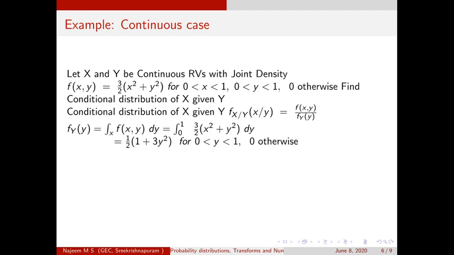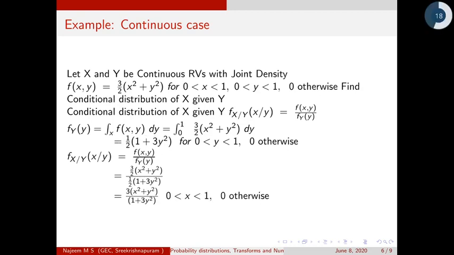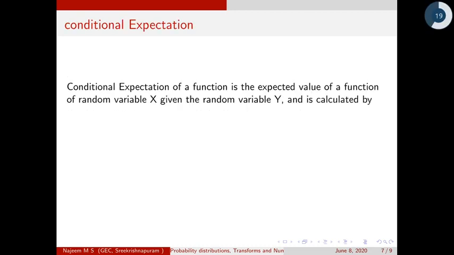Now the joint distribution should be divided by the marginals. f of x given y equals f of xy divided by fy of y. The numerator is f of xy, and the denominator is the corresponding marginal. We also need to express the range for any distribution, so 0 < x < 1 is the range.